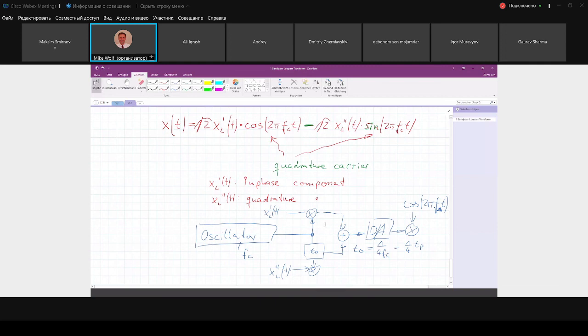And do you know how such a modulator is called? Do you know the name? Or do you know the name for the receiver?